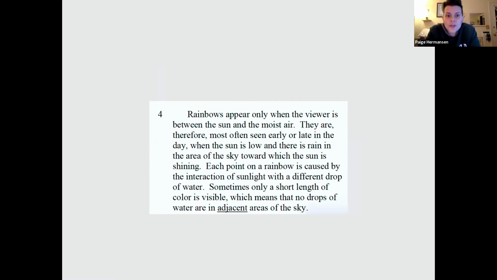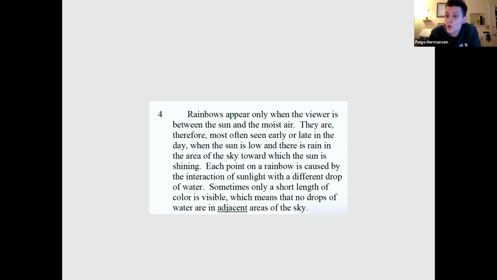Paragraph 4, we're almost done. Rainbows appear only when the viewer is between the sun and the moist air. They are therefore most often seen early or late in the day when the sun is low and there is rain in the area of the sky toward which the sun is shining. Each point on a rainbow is caused by the interaction of sunlight with a different drop of water. Sometimes only a short length of color is visible, which means that no drops of water are in adjacent areas in the sky.